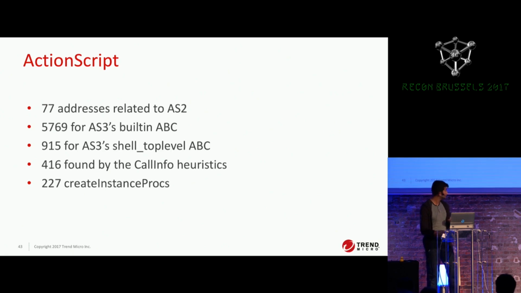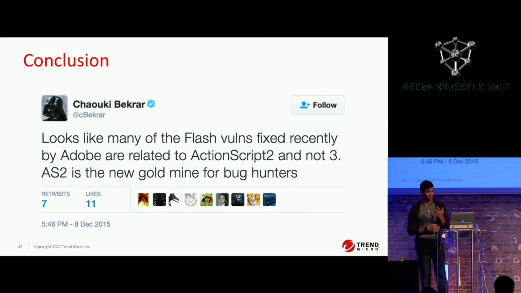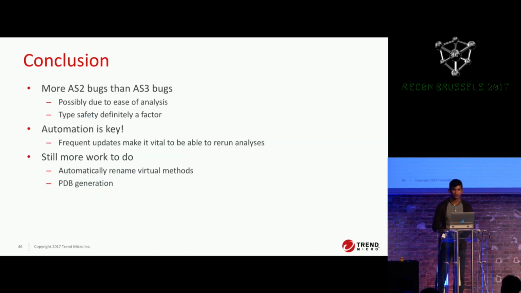I was going to do a demo real quick, but I think I'll actually say that for a couple more slides. So in December of 2015, Chowkey had mentioned that a lot of Flash bugs that were being published were ActionScript 2 and not ActionScript 3, and that kind of has held true for 2016 as well. I've seen a slight rise in vulnerabilities in ActionScript 3, mostly seem to be found through fuzzing. But I think a huge part of that is that ActionScript 3 is rather difficult to fuzz because of the type safety, do redefinition attacks again because of the type safety, but also much harder to do analysis on.